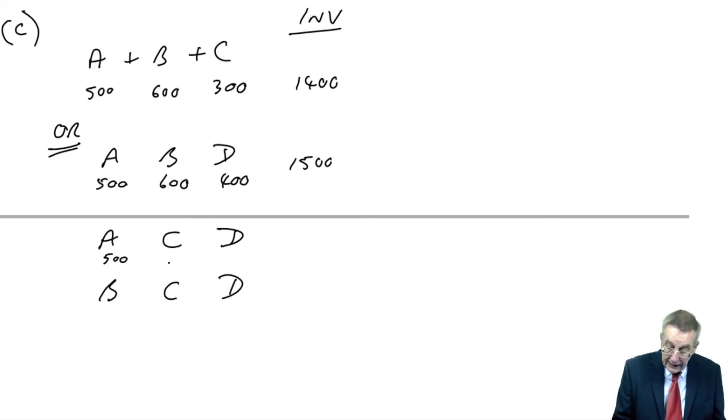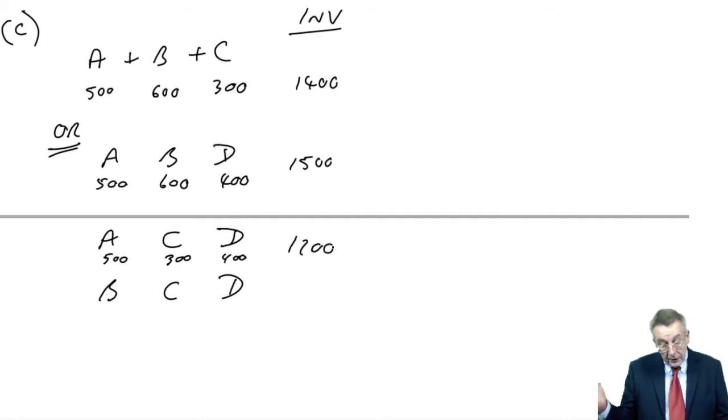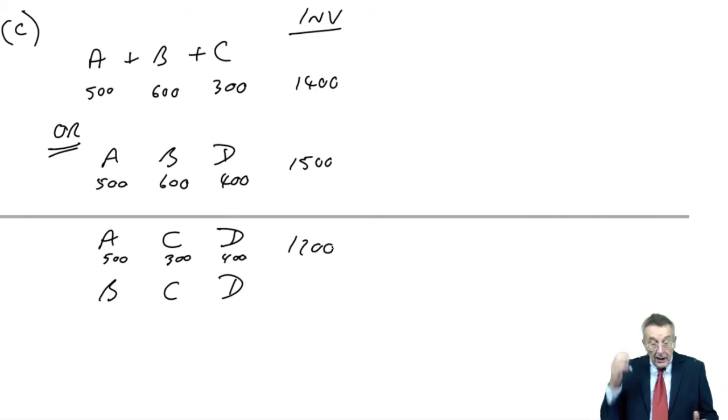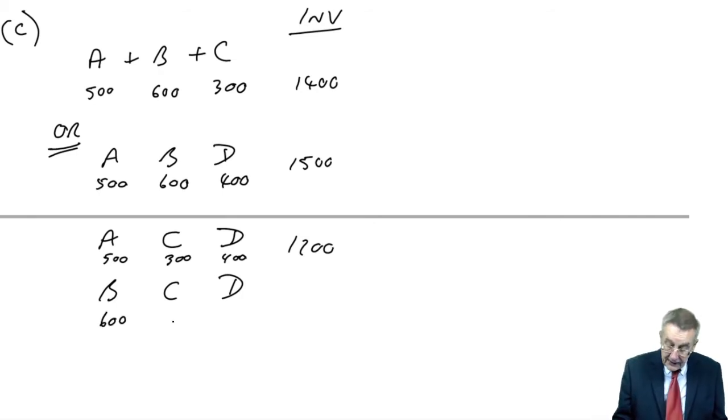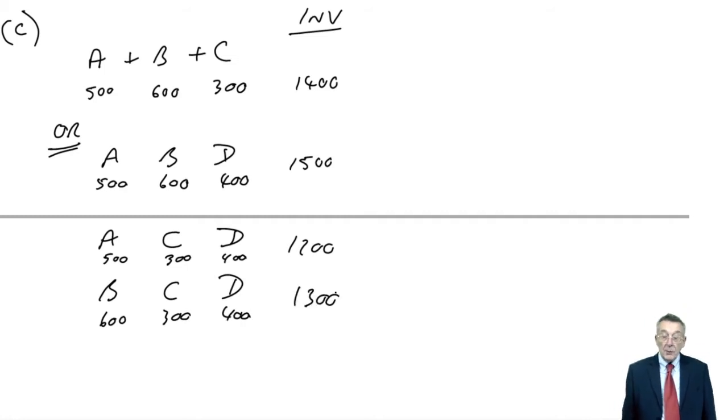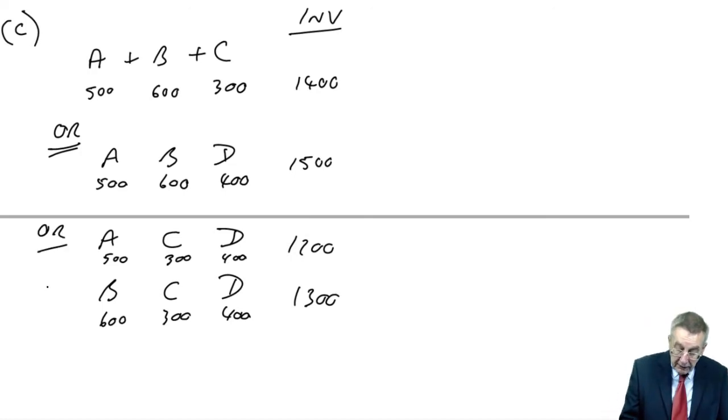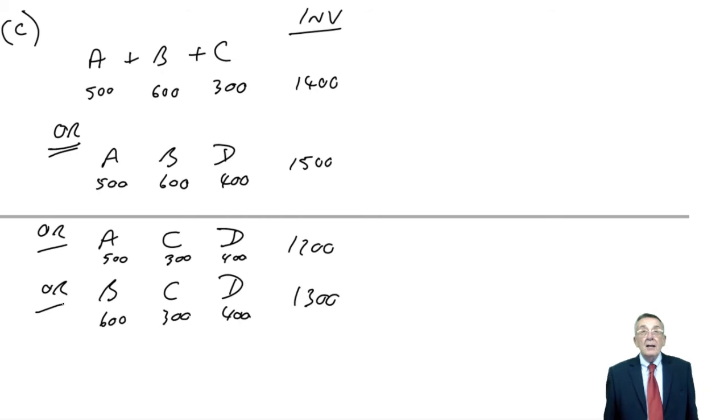That'll be 500, 300, 400. Total 1200, we can afford that, but we couldn't afford to do B as well. And finally, 600, 300, 400. That would be 1300, but again, we couldn't afford to do A as well. So it's one of those, there are 4 options, and we want whichever's best of those 4.